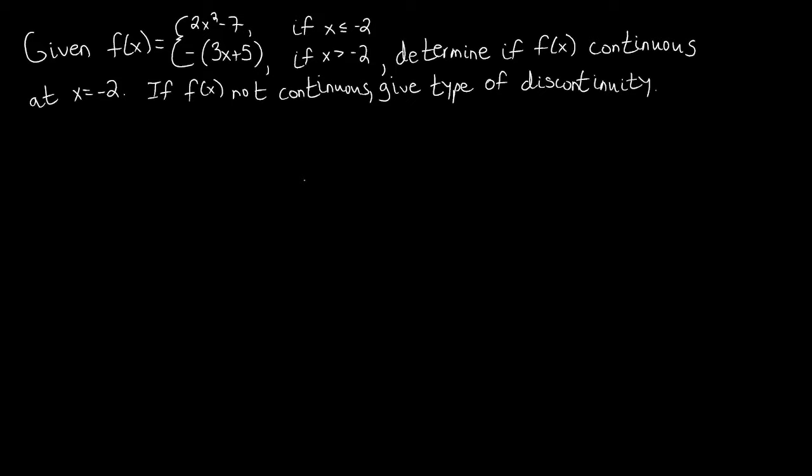In this video, we're going to answer the question: is our function f of x, the given piecewise function that we have here, continuous at x equals -2? If it's not, let's state the type of discontinuity there.